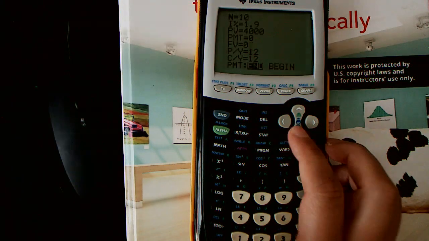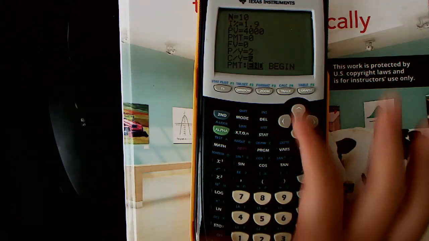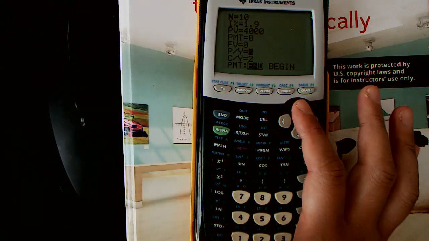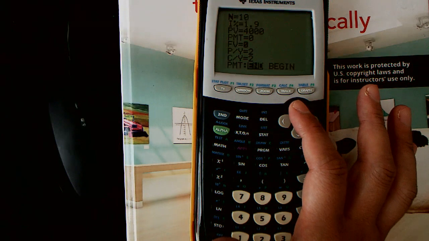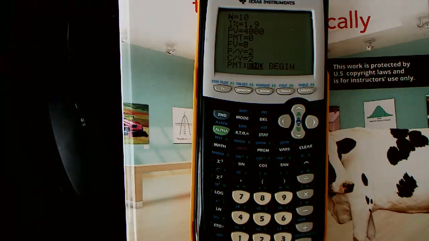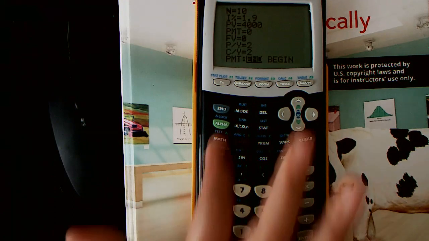And very, very important, P/Y and C/Y, you need to be careful. Since in part A the interest is compounded semi-annually, you need to put 2 here. If you leave 12 there, that means the interest is compounded monthly, 12 times a year. And now you go back to future value, you see it is blinking, right? You are going to solve for future value. How do you solve? Look at this green key.